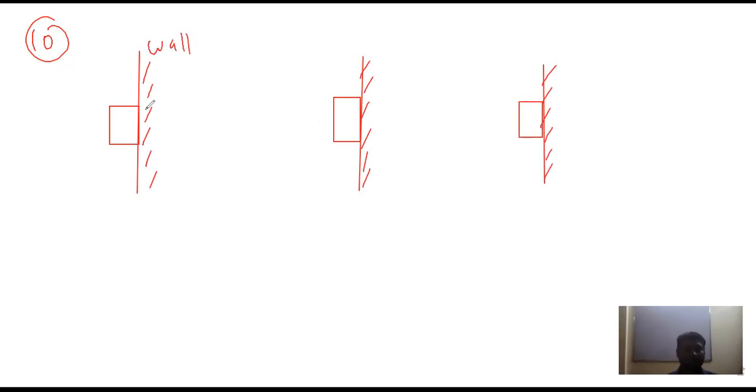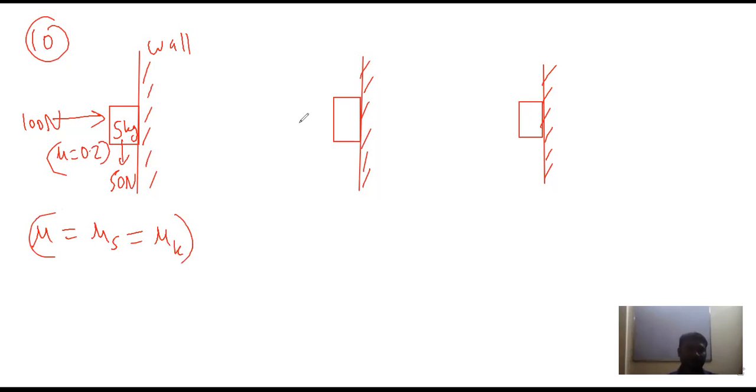These are the wall and this is the block. Now we are applying the 100 Newton force on the block. The block is 5 kg. That means 50 Newton acts in downward direction. Mu, the coefficient of friction, is 0.2. We will assume this is mu s and mu k also. Whenever we have just mentioned mu, we will assume it is equal to mu s and equal to mu k. Almost we'll assume both are equal.